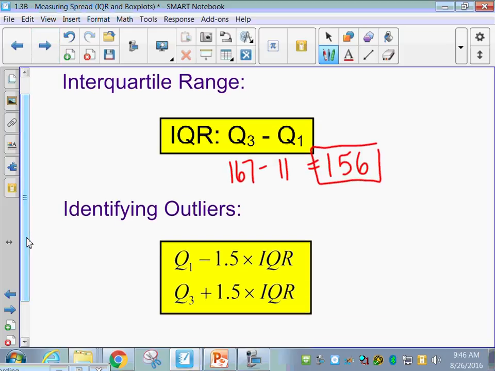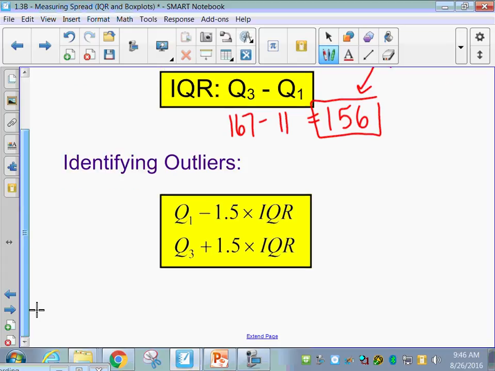Another question they ask is, is the IQR a resistant measure of spread? What do you guys think? If I add a really high or a really low number, will it change the IQR? Not a whole lot, right? So yes, the IQR is resistant, which means sometimes it's going to be a better measure of spread than the range. You might want to use IQR if you have some outliers.